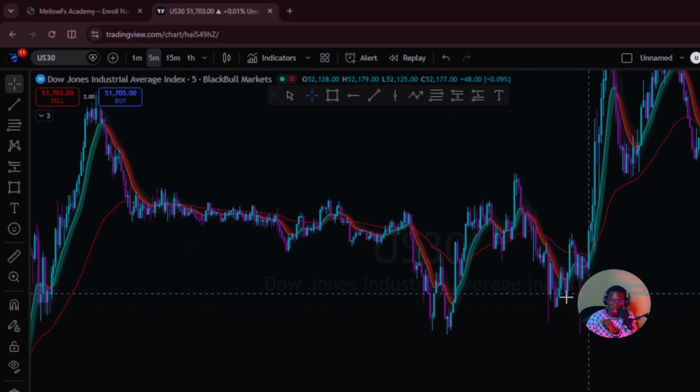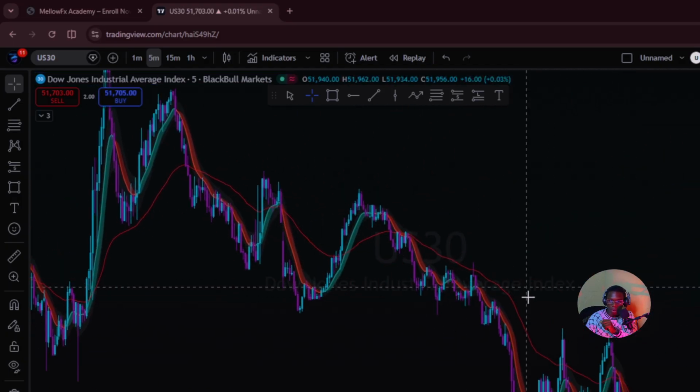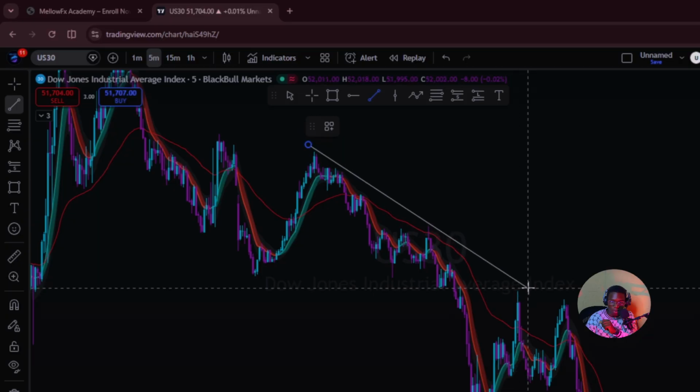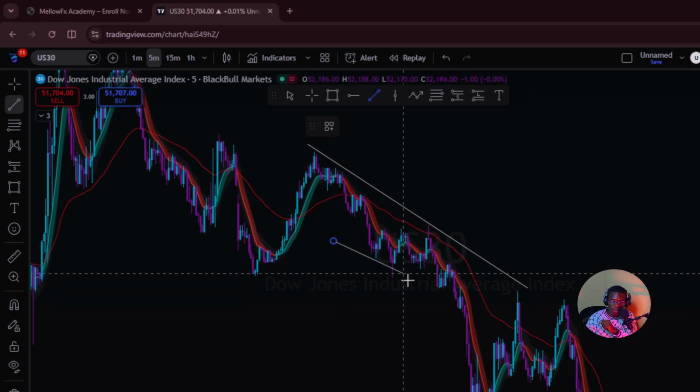Now we're going to move on to the last type of market structure before we come to the end of this video. Now this is a great example of a downtrend. Price was moving down for a long period of time, so this is a clear example of a downtrend. Now remember when I said a diagonal support and resistance must not be perfect.